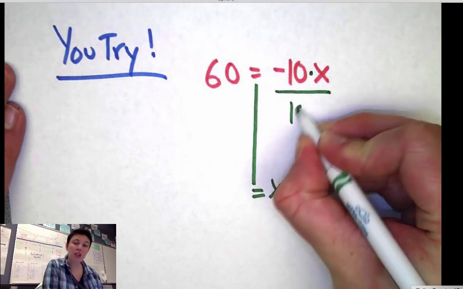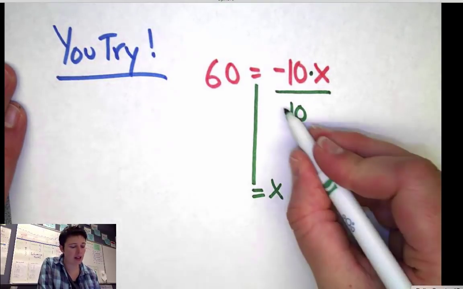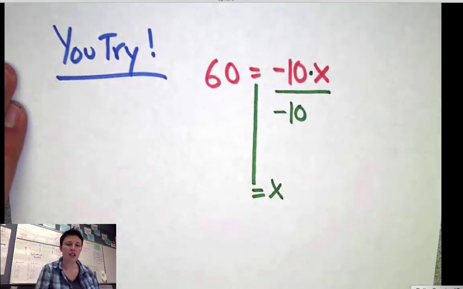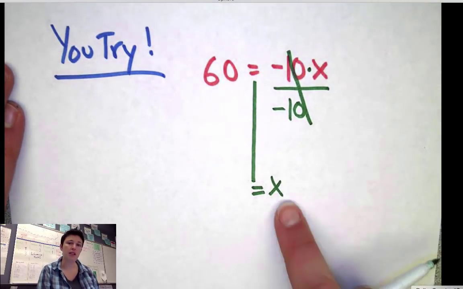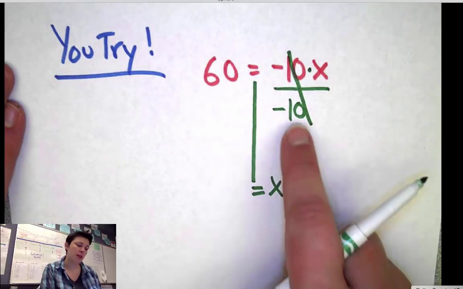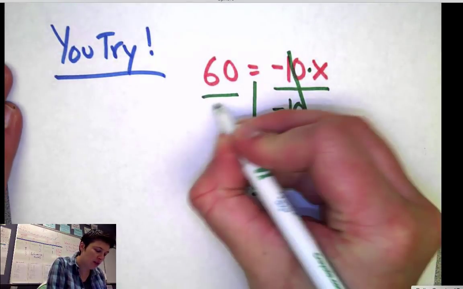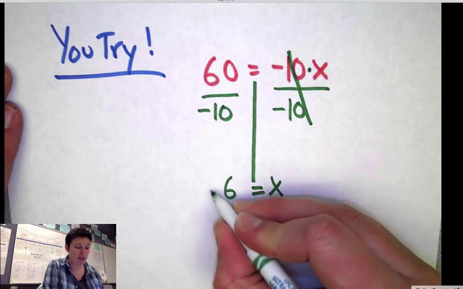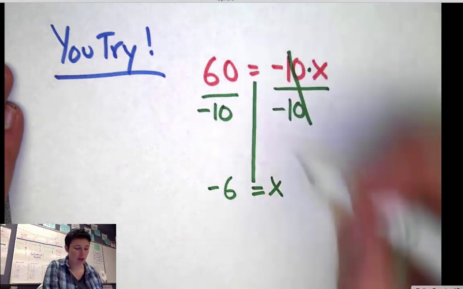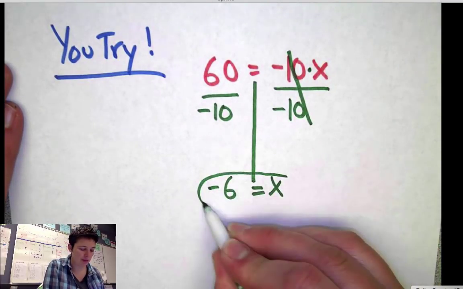And I'm not going to divide just by 10. I'm going to divide by a negative 10. That's going to do what I need. It's going to get rid of both of these. So the x is all by itself. And since I'm dividing by negative 10, I have to do that over here. I have to do the exact same thing. 60 divided by a negative 10 would have to be a 6, and it would have to be negative because they don't match. So the answer is negative 6.